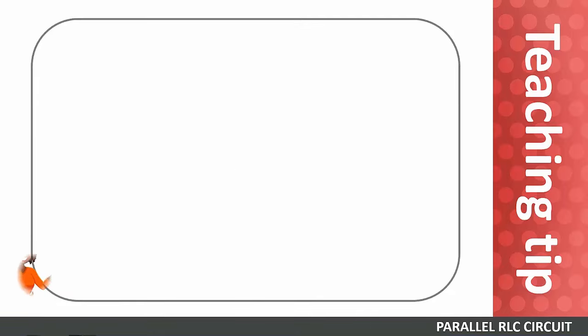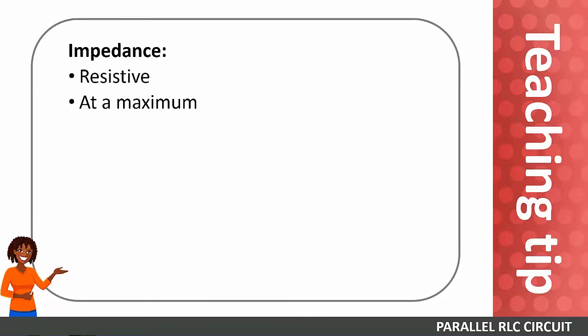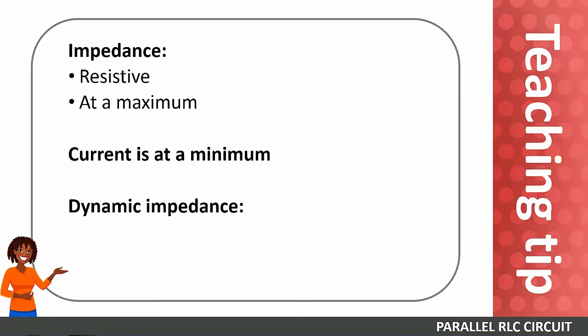The impedance for a parallel resonant circuit is purely resistive and at a maximum. The resultant current is therefore at a minimum. This is referred to as the dynamic impedance and is represented by the formula ZD equals L over RC.